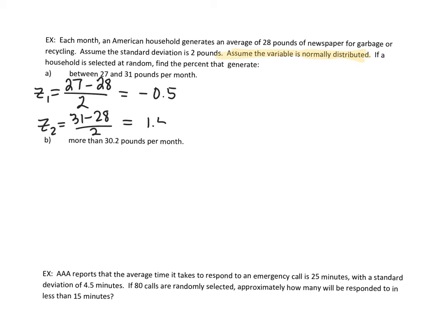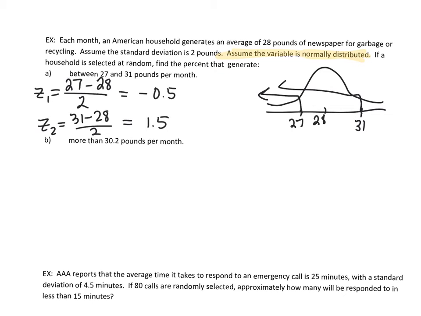Then our second z-score is 31 minus 28 over 2, which is 1.5. So if I create my normal distribution curve based off my data, so my mean of 28, and then we're going 1.5 standard deviations above that, so 1.5 times 2, which is going to give us all the way up to 31, and then we're going half a standard deviation below, which is going to give us 27. So what I need to do is find the area below each of these, and then that will give me the area in the middle.